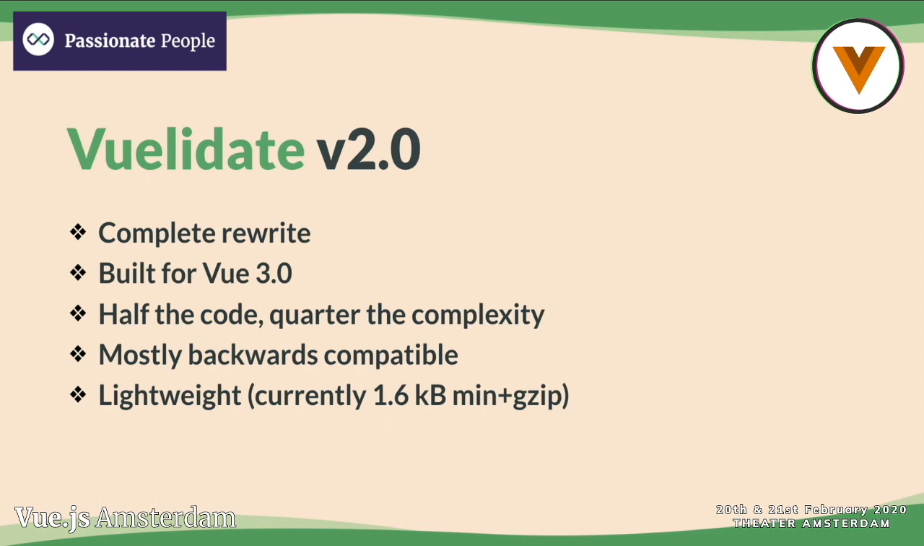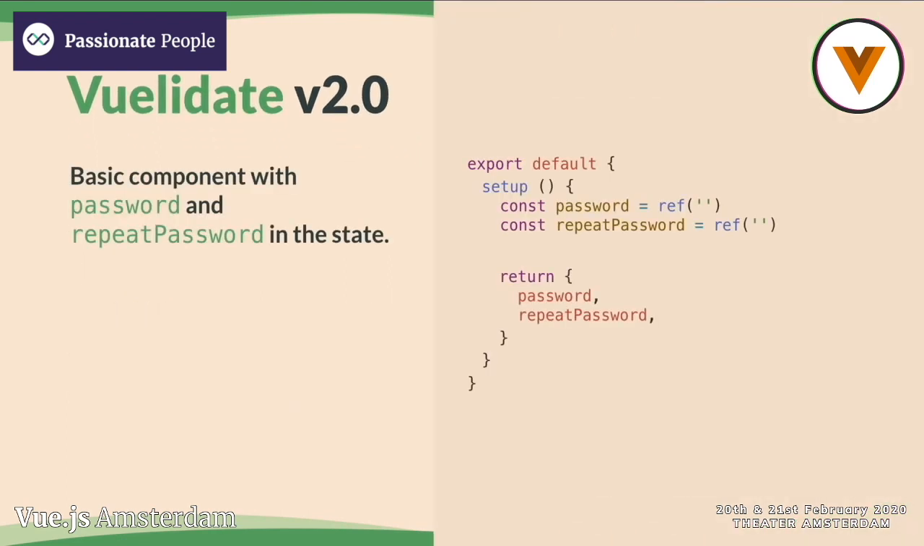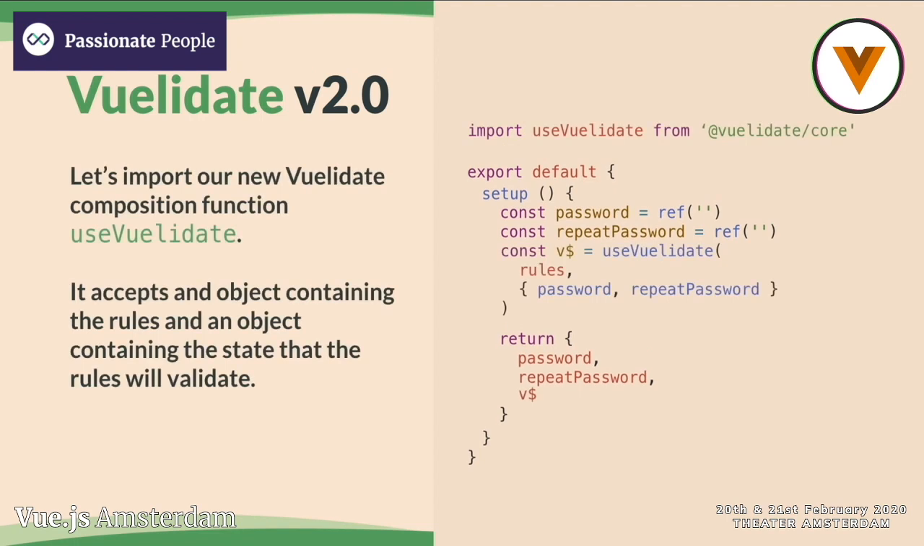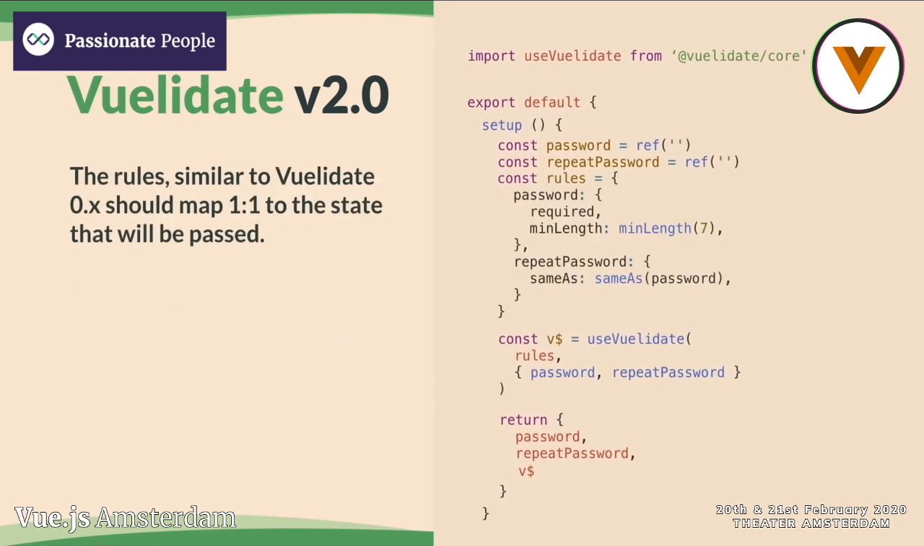And we want to keep most of the backwards compatibility. There were some hiccups now and then, but I think we'll get there. So just an example of the new syntax when you're using setup. We have some local state, password and repeat password. We return it from our setup function. And then we use this useVuelidate function, where first we need to pass the rules, and then we pass the state that we want to validate, right? And here is an example of the rules. You can see it's basically a copy-paste of what you had in Vuelidate 0.x.